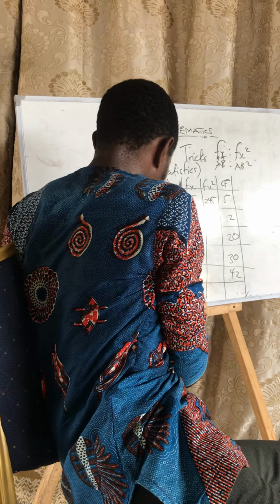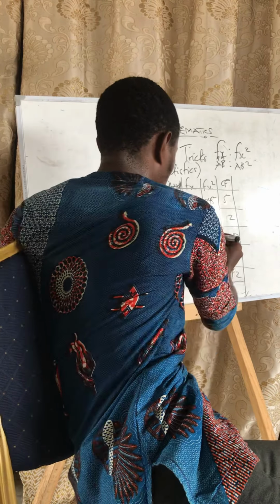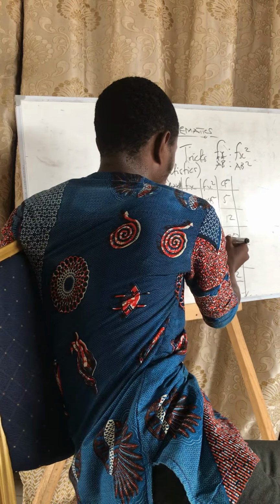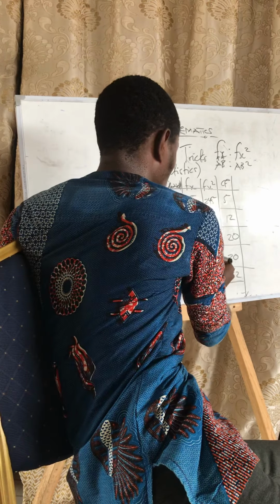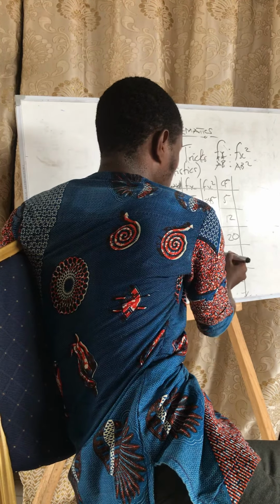Then I go again. My A is now 8. And my B is 17. So I have 136 here. I have 2312. Then I go again. My A is now 10. My B is 22. I have 220. Then I have 4840. Then I go again. I have my A to be 12. Then I have my B to be 27. So A to be 12, B to be 27. I have 324. Then I have 8748.